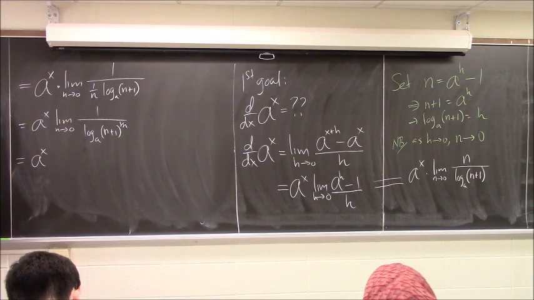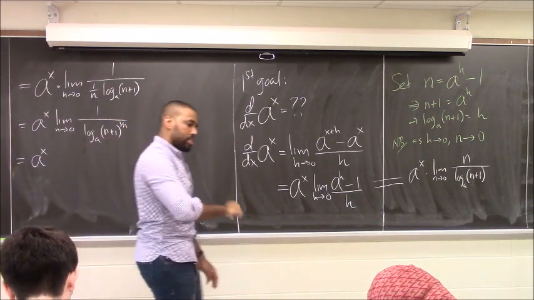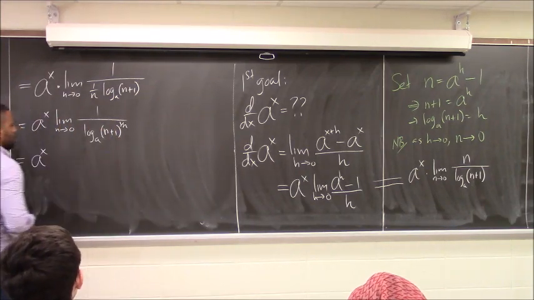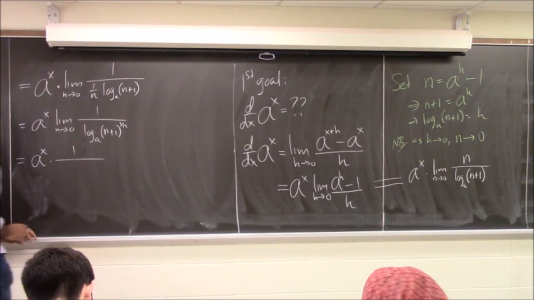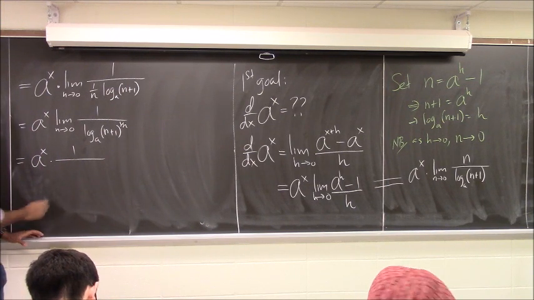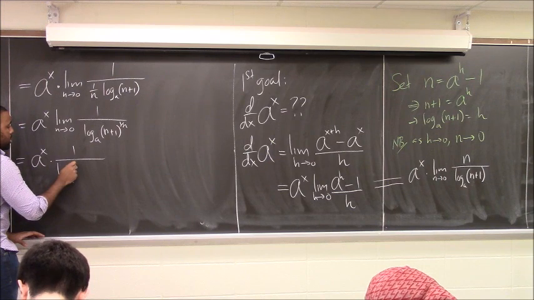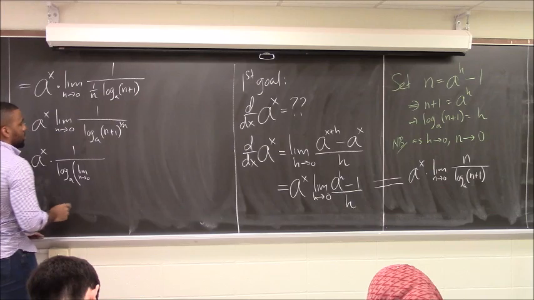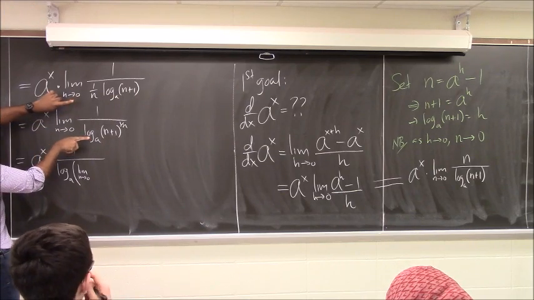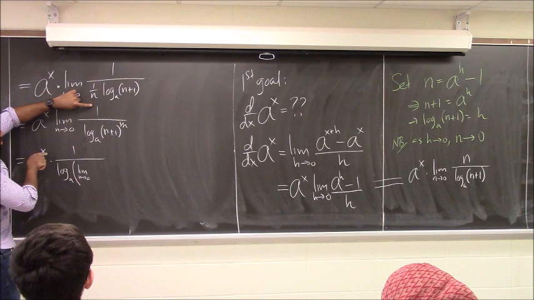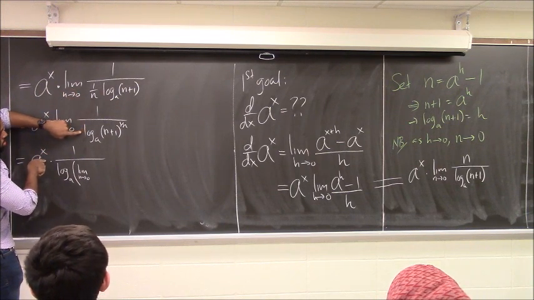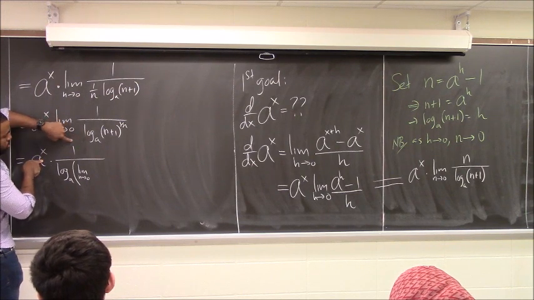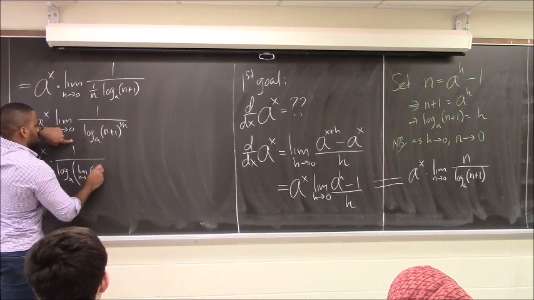A couple classes ago I mentioned to you that a property of continuous functions is that we can pass limits through them. So that's what I'm going to do. I can take this limit and move it past the log and move it inside the log. So the limit of log of something is just the log of the limit of that thing. Limit of the bottom, I can pass the limit through the log to end up with this guy.